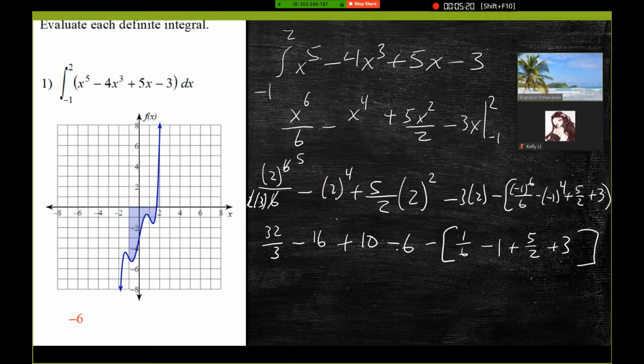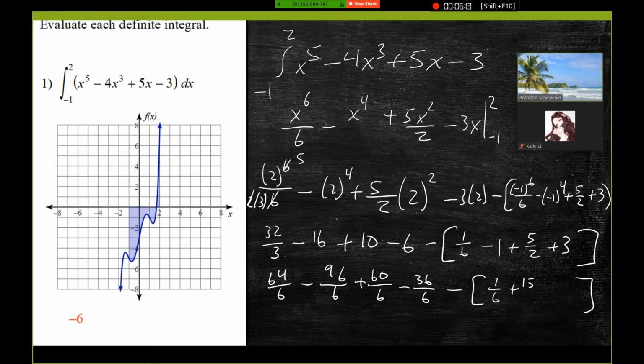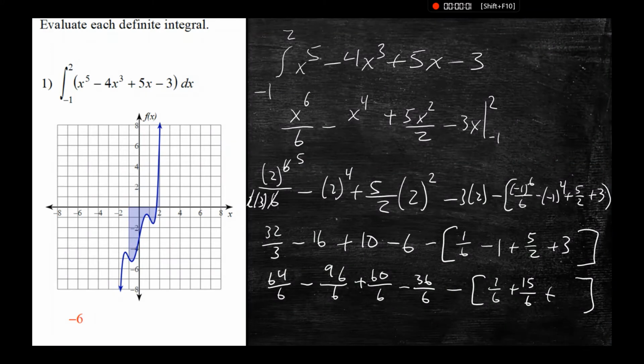So let's make everything over 6, I guess. So 64/6 minus... Oops. Didn't do that right, did I? Okay, I've got a -1 and a 3, so that'll be 2. And then my 5 over 2, so that's 15 over 6, and 2, or 12 over 6.